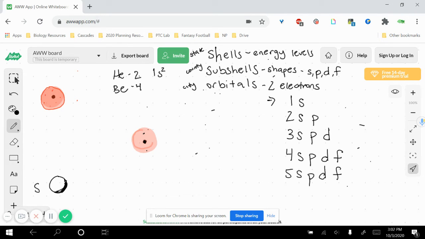But remember, I said that each orbital only fits 2 electrons. And in this S-shaped orbital, we've already put 2. So we're out of space here. So since we need to fit 2 more electrons into our atom, we're going to have to go up to the next energy level, the second shell. And the second shell is going to be farther away from the nucleus. So it's going to be a bigger sphere than what we had before.